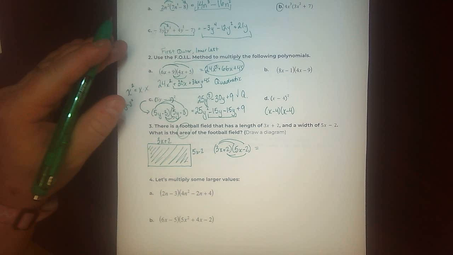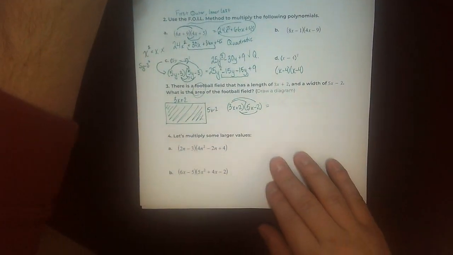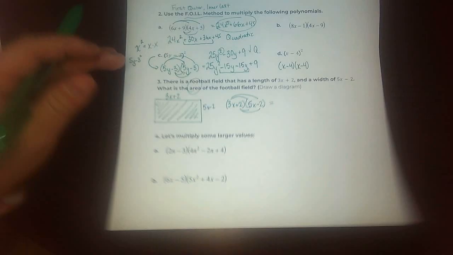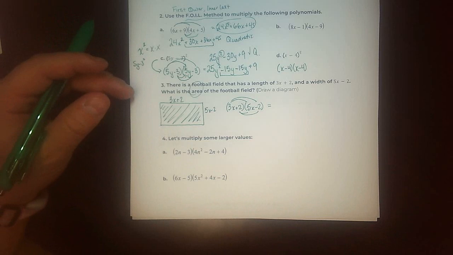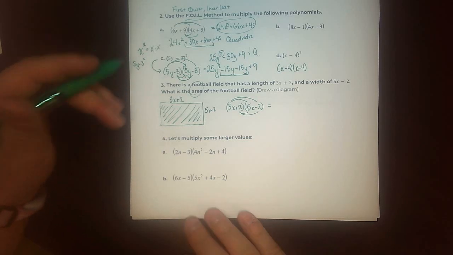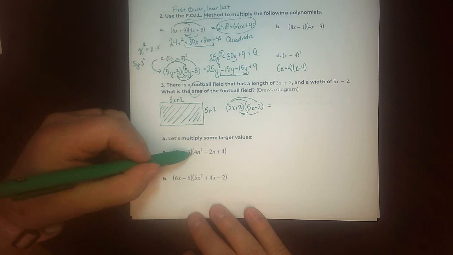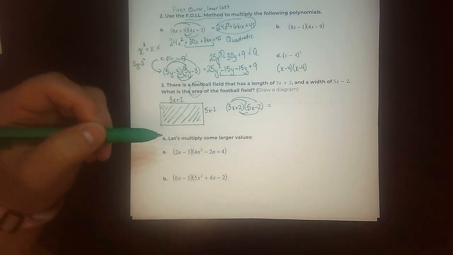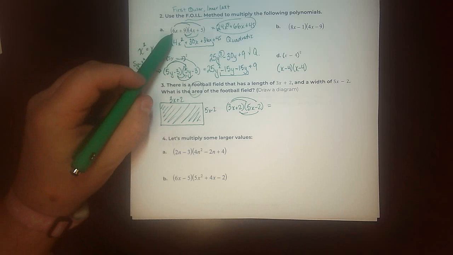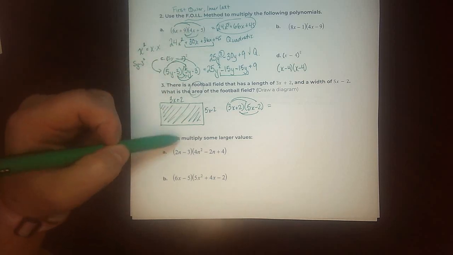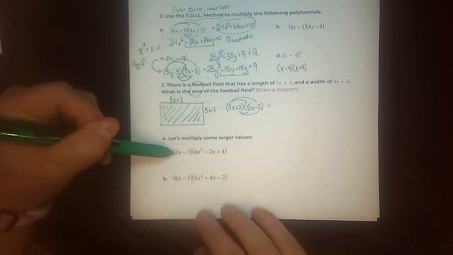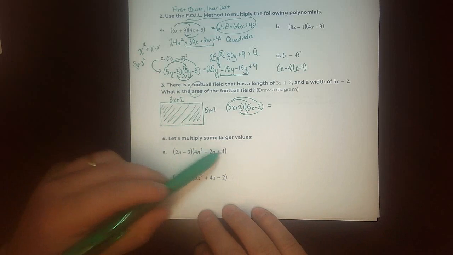Next, we're going to look at a couple more challenging pieces. Not really more challenging, but there's more work involved. It says let's multiply some larger values. What do I mean by larger values? Well, it's a polynomial times a polynomial again, right? However, over here we were multiplying what we call a binomial, 2 terms times 2 terms. But down here, what's going on now? Well, it is 2 terms times 3 terms.